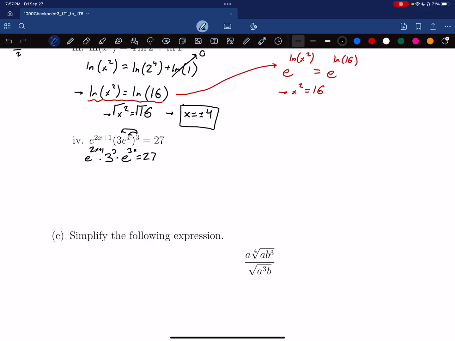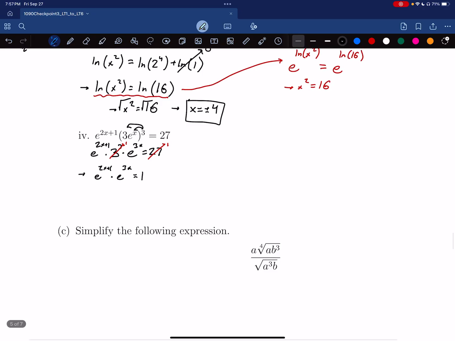And 3 cubed is just equal to 27, so I'll write that as 1, and that will be 1. So now we have e to the 2x plus 1 times e to the 3x being equal to 1. And since we're multiplying bases, we want to add the exponents. So we will have e to the 2x plus 1 plus 3x equal to 1. Simplifying that a little bit more, we have e to the 5x plus 1 is equal to 1.